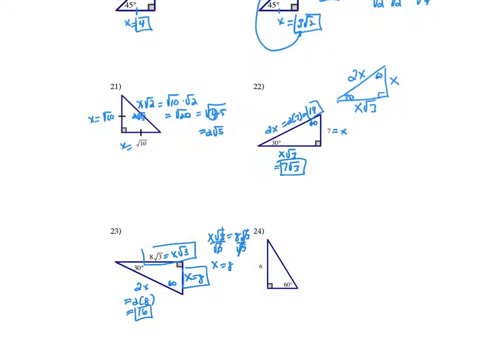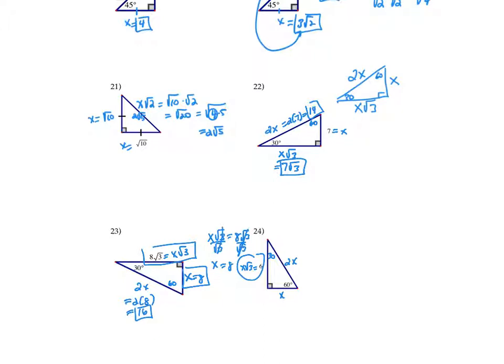Okay, so we have to throw in one that's a little bit more challenging. So this guy is a 30, 60, 90. So this is x. This side, labeled with 6, is x square root of 3. And then we have 2x. So this is what makes it more challenging.